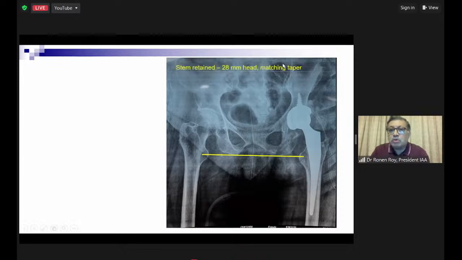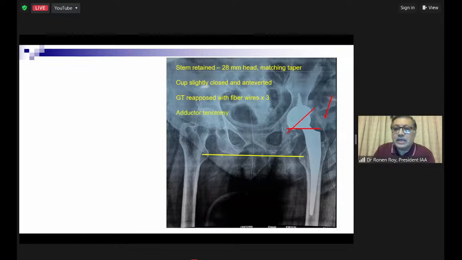We managed to retain the head: 44 millimeter cup, 28 millimeter head with a matching taper, cup slightly closed and anteverted to try and make sure that we got as much cover as possible. We reopposed the GT with 3 separate fiber wires, two number 2 fiber wires, and an adductor tenotomy was done because she had quite a strong adductor moment and the adductors were quite tight.